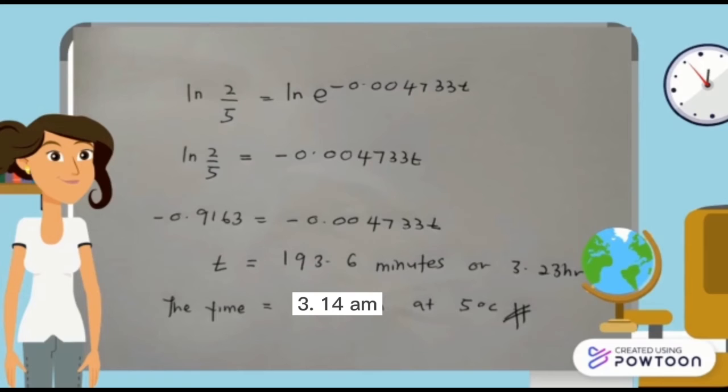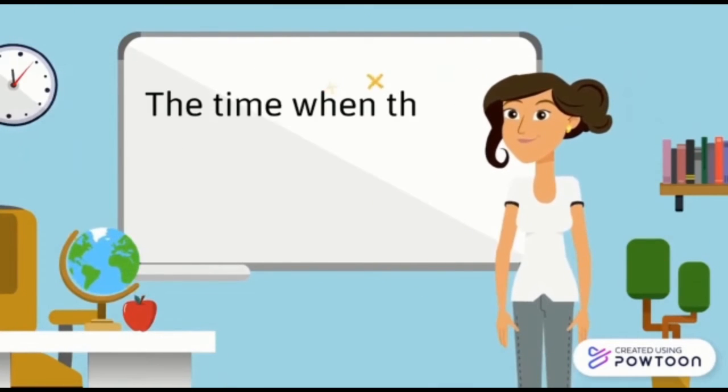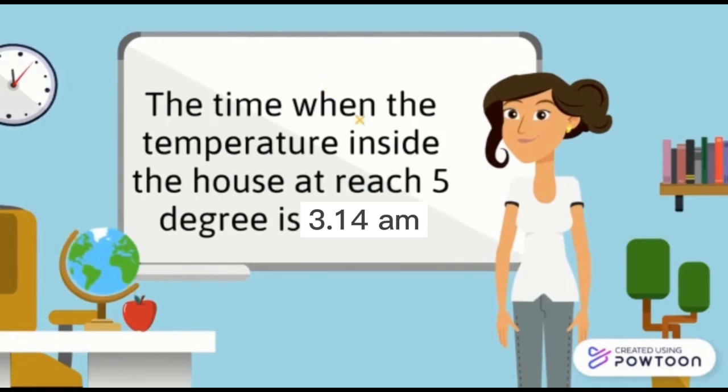So t is equal to 193.6 minutes, or if we change to hours, it will be equal to 3.23 hours. This is the time when the temperature inside the house reaches 5 degrees Celsius.